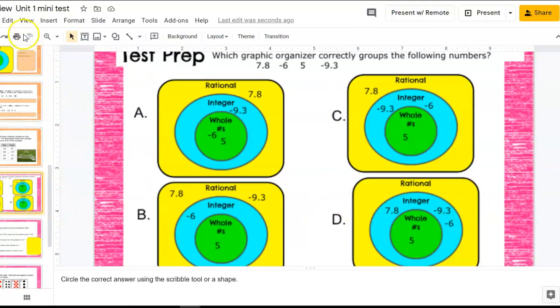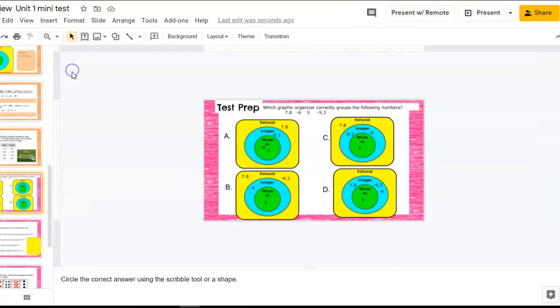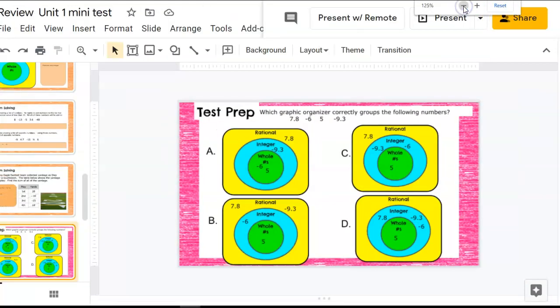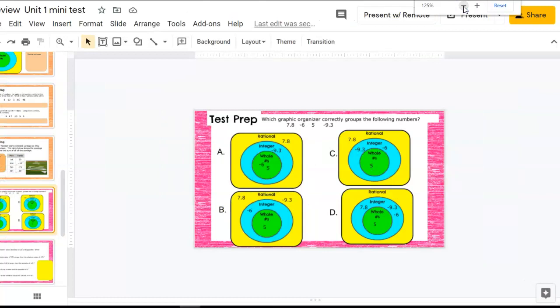So I want everyone to look at this and tell me which one is correct. Sorry, I'm trying to make it a little bit bigger. There you go. So which of the graphic organizers correctly groups the following numbers? 7 8/10, negative 6, 5, negative 9 3/10.